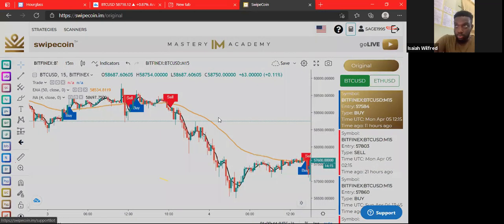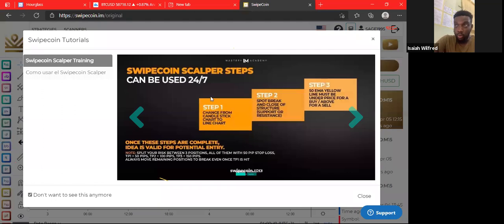these are the rules. So step 1, what are we supposed to do? We are supposed to change from candlestick charts to line charts. You can write out the steps. So you're supposed to change from candlestick charts to line charts. Step 2, what are you supposed to do? Spot break and close of structure, support and resistance.